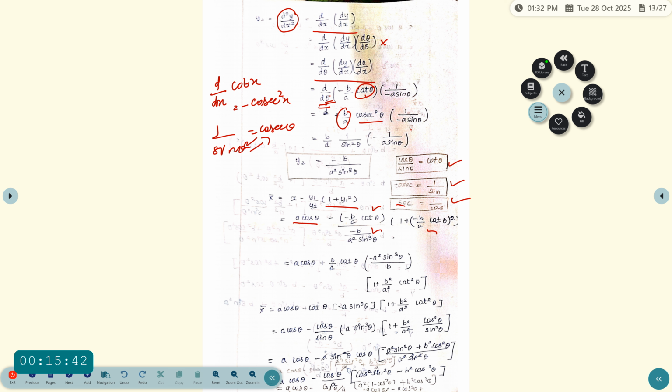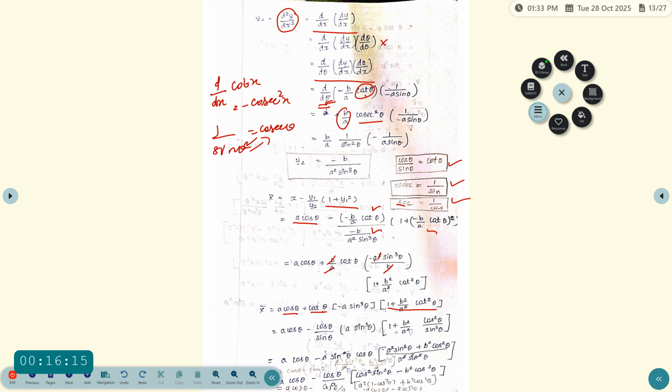So a cos theta plus b by a cot theta into, if you are making the simplification here, you are getting minus a square sin cube theta by b into 1 plus b square by a square cot square theta. And then a cos theta into cot theta. Here one a will be cancelled, b is also cancelled. Remaining we are getting minus a sin cube theta. One a is remaining here. Minus a sin cube theta. Cot theta is there. The remaining bracket term is also there.